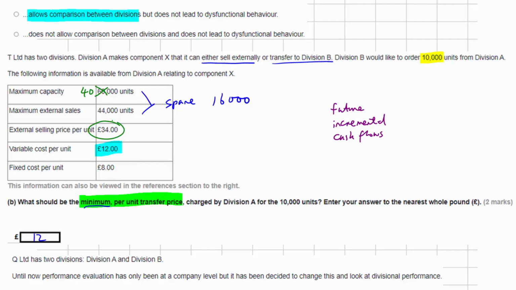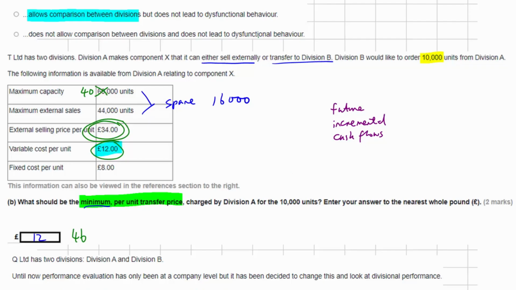So if we were to sell anything to Division B, then we'd have to make sure that we would cover our cost, but also cover any lost sales that we would have by not selling it to external customers. So in that case, we'd also have this incremental cash flow of lost income. So our minimum price in this case would be £46 to cover our cost and to cover our lost income from external sales.